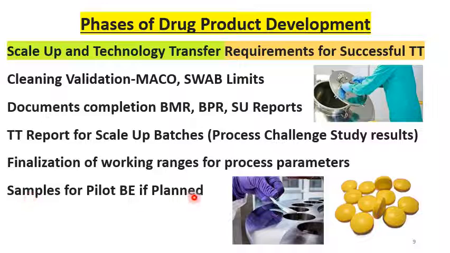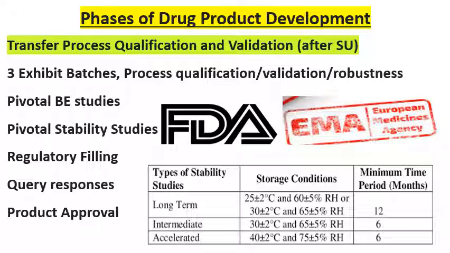Samples for pilot B, if plant. Sometimes development teams require samples for pilot B from the scale up, because these batches are made on the actual production scale equipments. So these pilot B samples are taken if required for the pilot B studies. Then after completion of the successful scale up, transfer process qualification and validation starts. This is after the successful scale up.